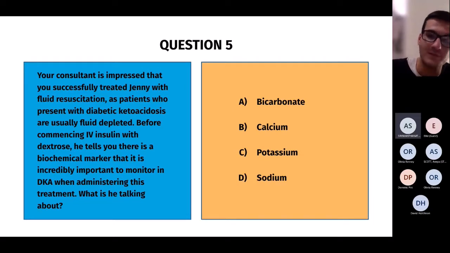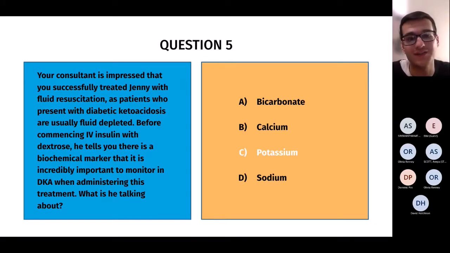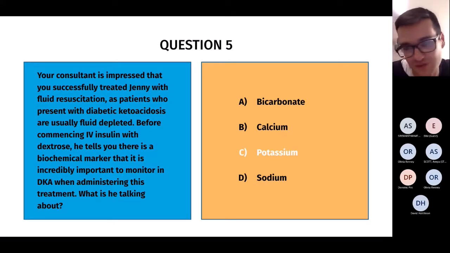I'll go with C. Or potassium. It's C, I mean, bicarb as well, definitely. But the potassium could be really dangerous because if it's too high or too low, it can cause arrhythmias. If you're giving someone insulin, it causes potassium to go into cells. That's just another thing that insulin does. So that can cause you to have low potassium in your blood, which can potentially cause arrhythmias that are very dangerous for your heart.